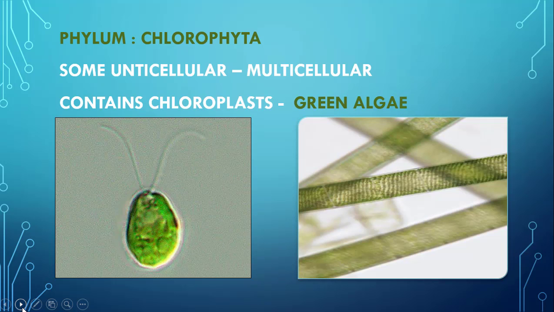Third, we will talk about the phylum Chlorophyta. Some of them are unicellular and the others are multicellular. The cell contains chloroplast, so they are called green algae. The example is Chlamydomonas algae, which is unicellular and contains a club-shaped plastid. And the multicellular example is Spirogyra algae, which has a spiral-shaped plastid, like we show in the picture.